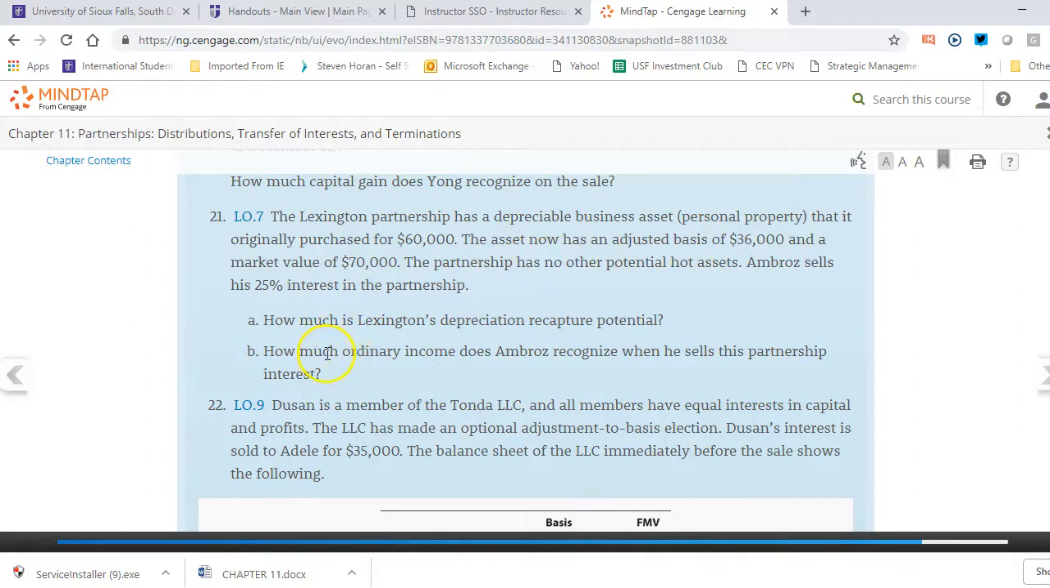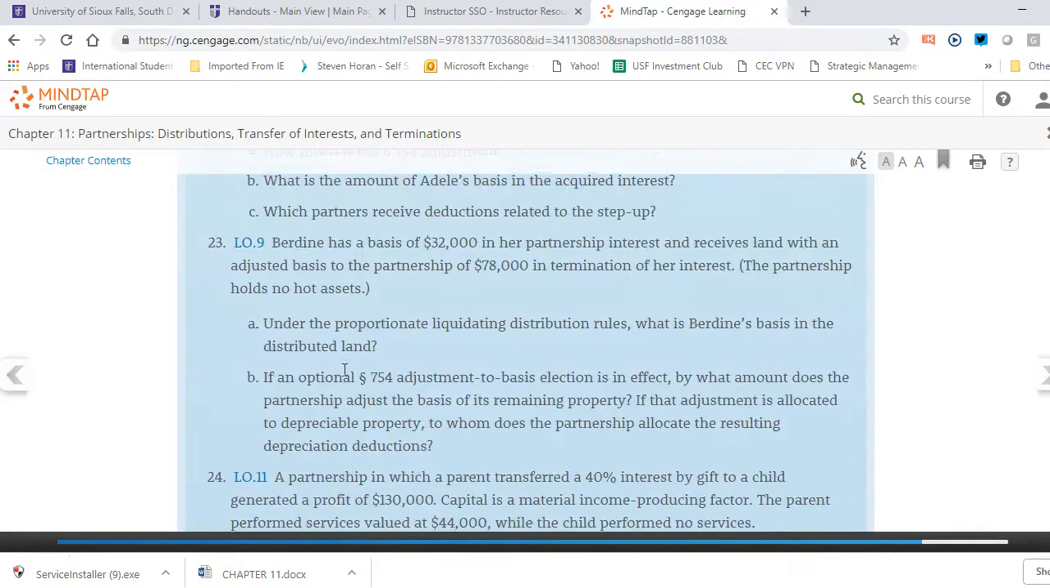Then for question B, how much ordinary income does Ambrose recognize when he sells this? So what he has to do then is take the 24,000, that potential recapture, and multiply it by 0.25. So 24,000 recapture times 0.25, which is the ownership interest, which equals 6,000. So the answer to B is 6,000. So 24,000 and 6,000. Skipping 22, so we'll go down to 23.